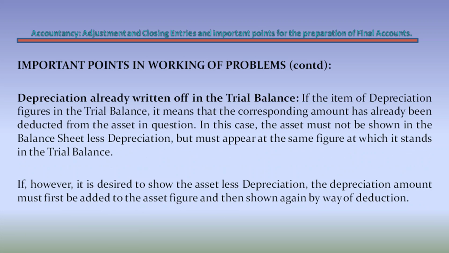Depreciation already written off in the trial balance. If the item depreciation figures in the trial balance, it means that the corresponding amount has already been deducted from the asset in question. In this case, the asset must not be shown in the balance sheet less depreciation, but must appear at the same figure at which it stands in the trial balance. If, however, it is desired to show the asset less depreciation, the depreciation amount must first be added to the asset figure and then shown against it by way of deduction.